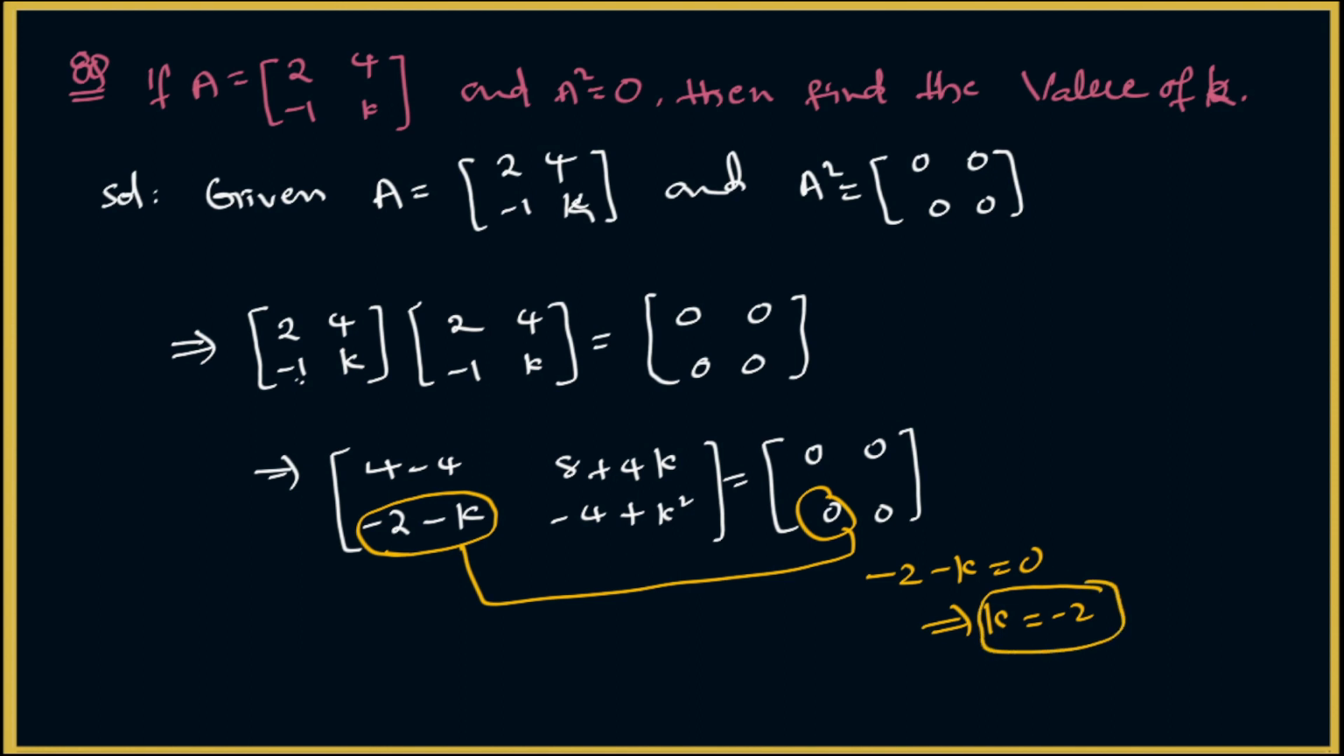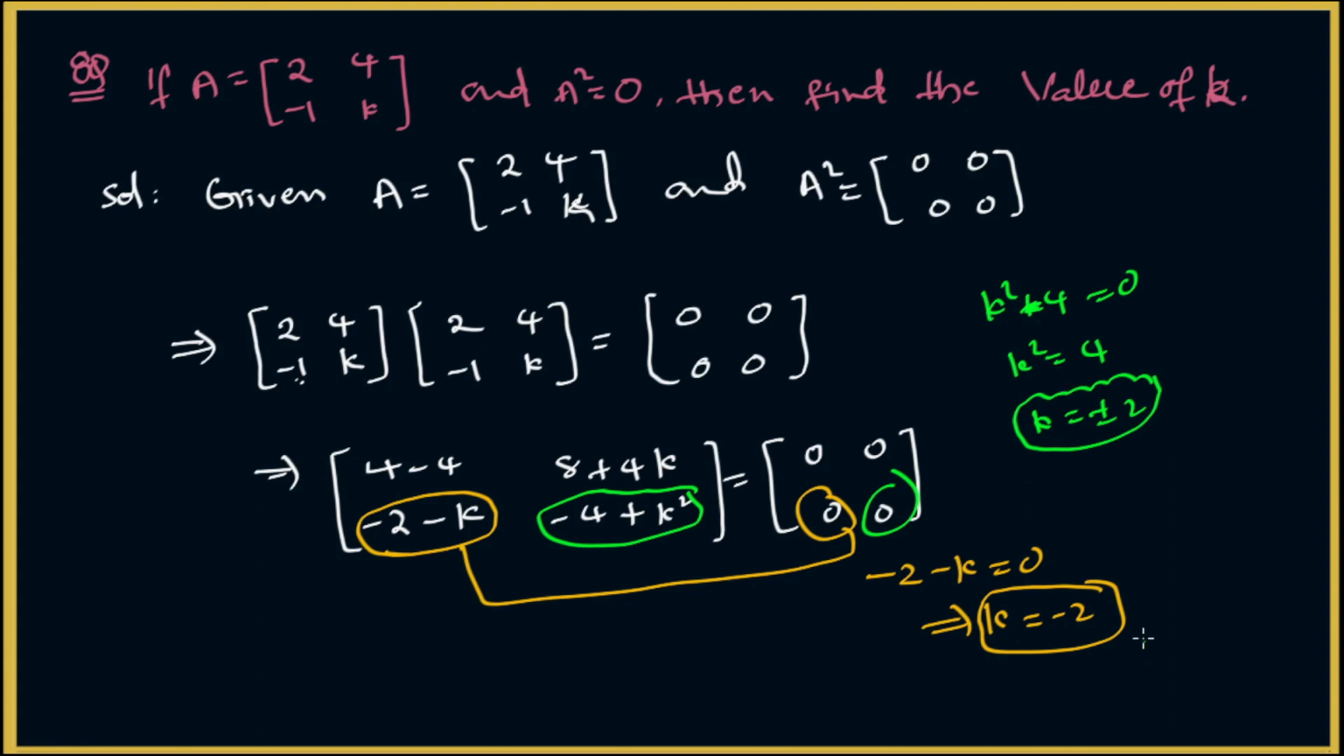We can equate any other element. If you equate this one with 0, you will get k square plus 4 equals 0, sorry, minus 4. So k square equals plus 4, k equals plus or minus 2. Square root of 4 is plus or minus 2. But k value minus 2 only satisfies all the conditions. Therefore, we have to consider k equals minus 2 only. So the right answer is k equals minus 2, which satisfies all the conditions. If you equate this one also, you will get k equals minus 2. Therefore, our final answer is k equals minus 2.